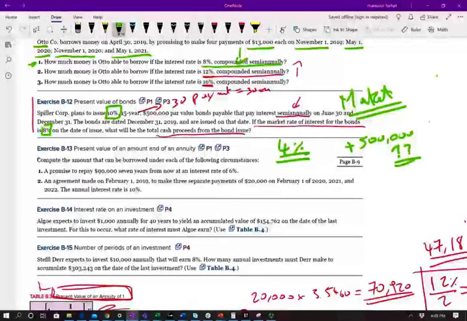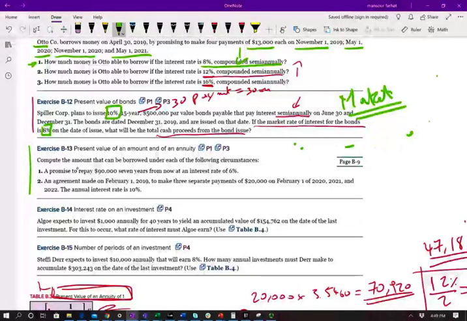Let's take a look at this exercise. Compute the amount that can be borrowed under each of the following circumstances. So how much can you borrow? A promise to repay $90,000 7 years from now at an interest rate of 6%. Well, it's good to just see this on a graph.